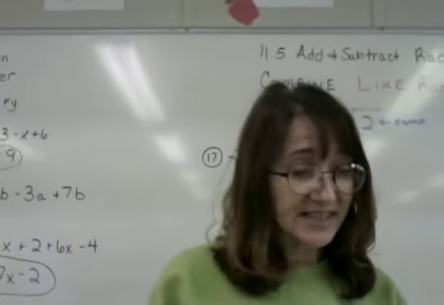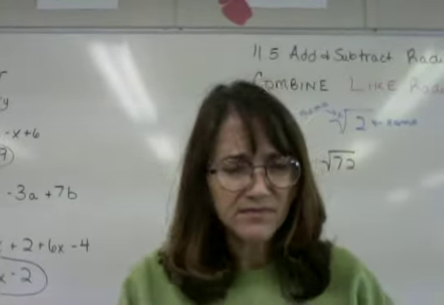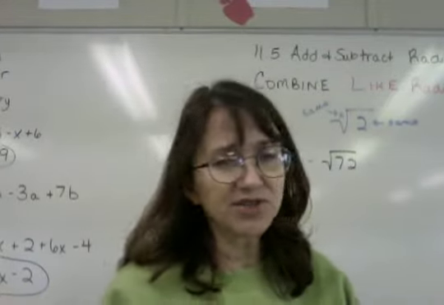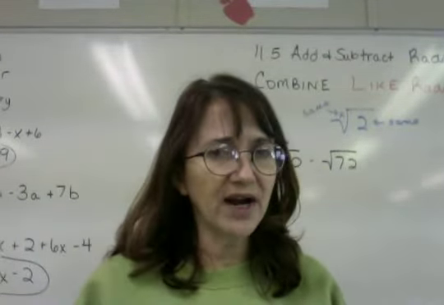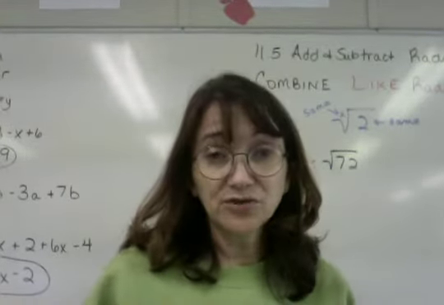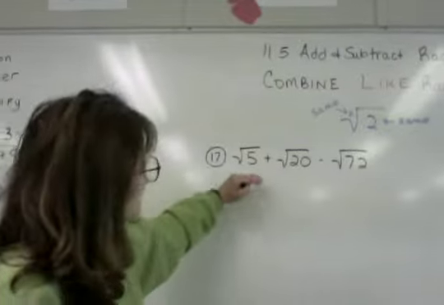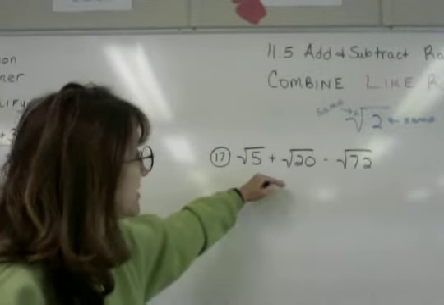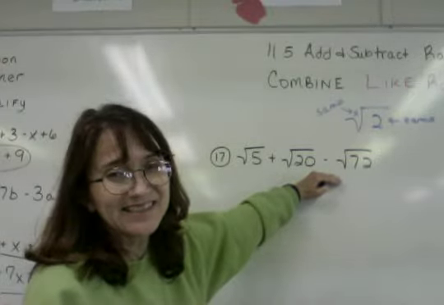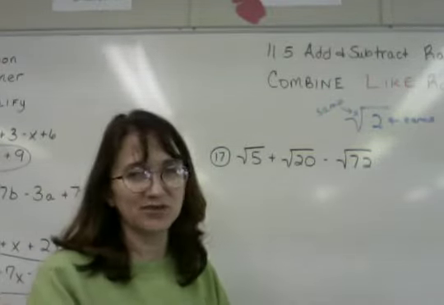I'm doing 17 and another one. I think, what number was it? 21. We're doing 17 and 21, just so you've got an indicator of having two different radicals, or two different index numbers for radicals, to make sure you understand what you're doing. So I have the radical of 5 plus the radical of 20, minus the radical of 72.